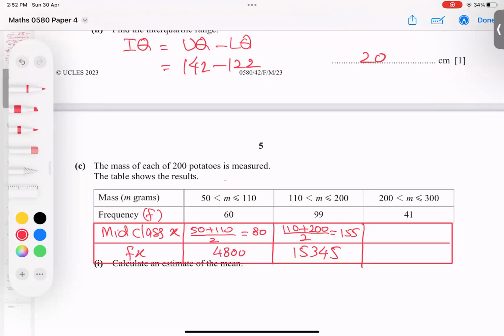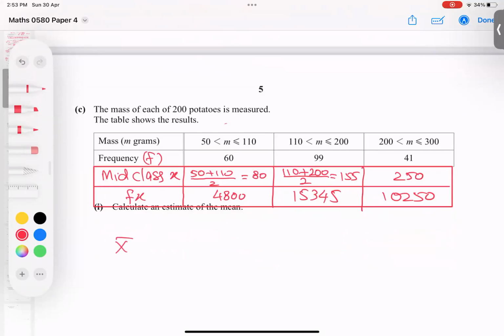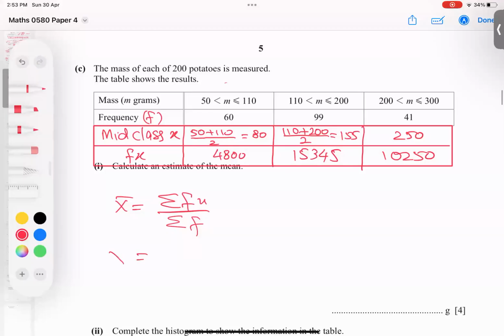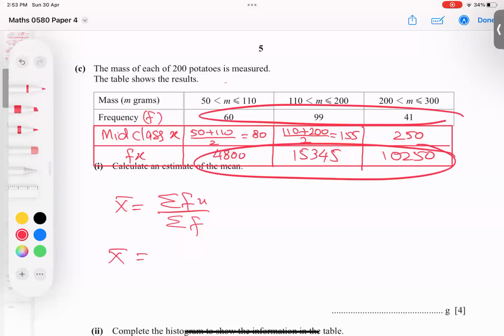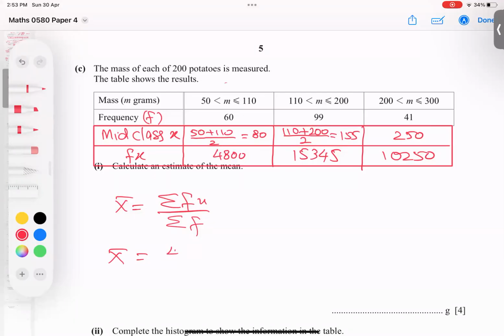What about this? Now I'm doing it directly. Add them, divide by 2, I get 250. Okay, and 250 times 41, and it's coming 10250. Now, no need of the long working. The mean formula is sigma FX by sigma F. So mean is add them all, divided by add them all. The logic is very clear. So 4800 plus 15345 plus 10250 and divided by 200.